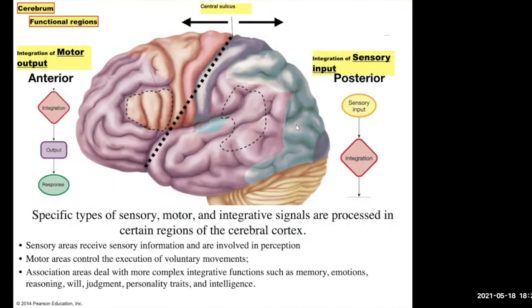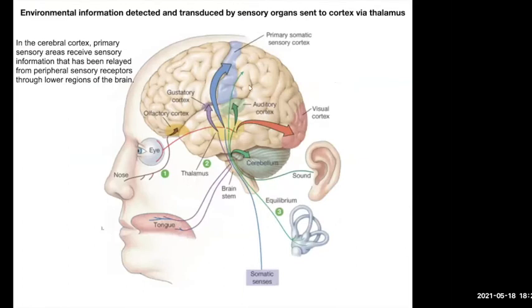This is going to be your major division between your anterior and your posterior. And now we're going to look, first we're going to look at some of these particular sensory regions in the back of the brain here. So when we talked about those special sensories, we went over the ear a lot.